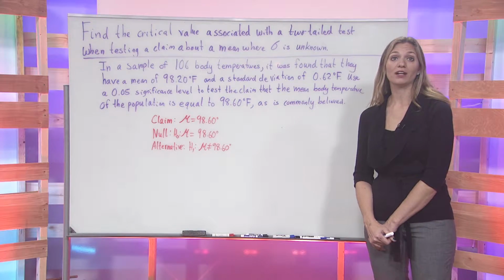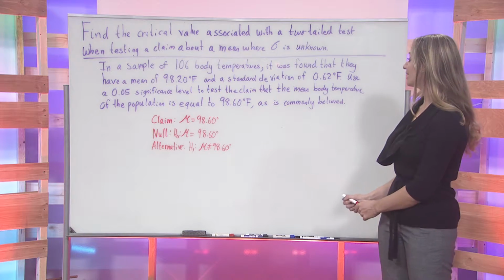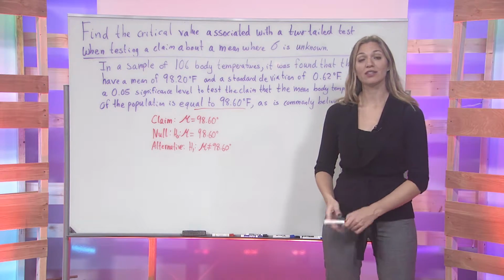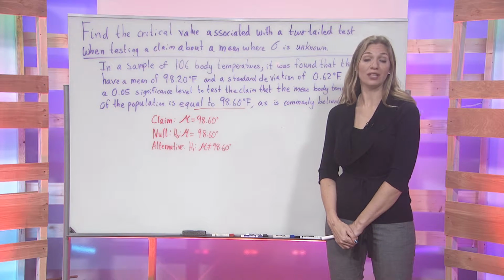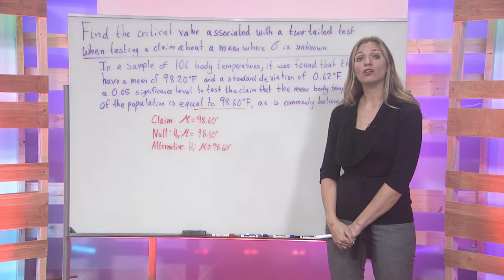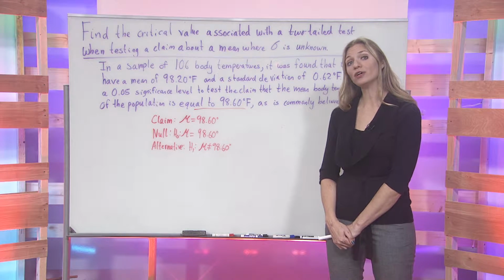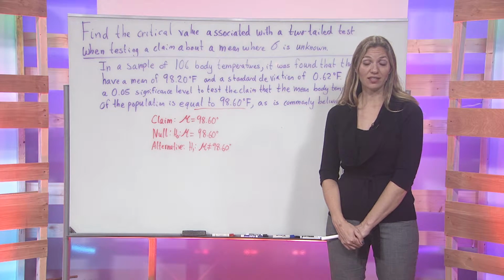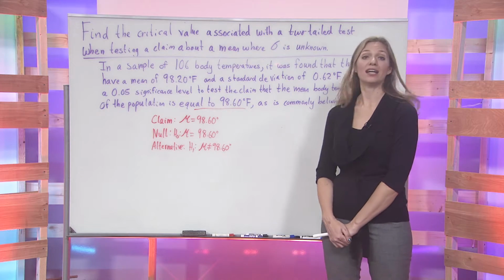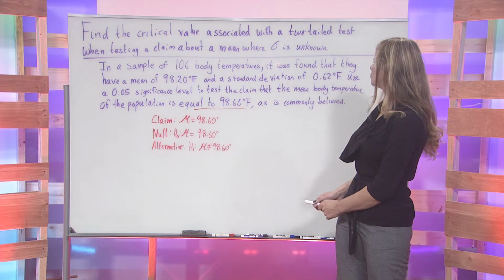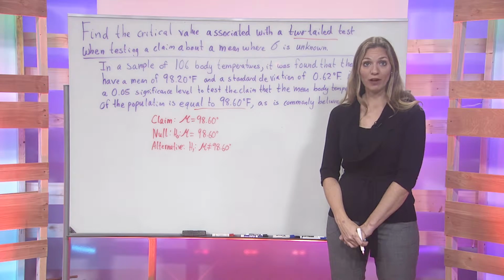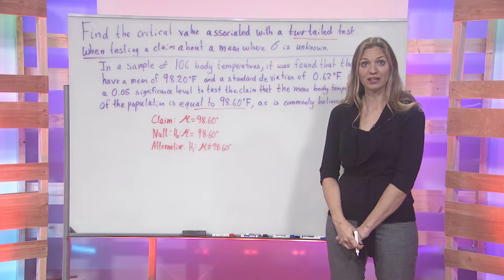We'll begin by finding our claim. Here, the claim states an equality equal to 98.60 degrees Fahrenheit. Thus, our claim is that mu equals 98.6. Our null is going to still be the equality case, here the claim. The alternative would be the opposite of the claim, here being the not equal to case. Since our alternative is not equal to, this means we are going to be using a two-tailed test in order to find the critical values for this particular exercise.